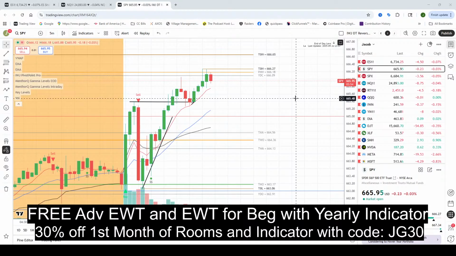The closing hour meaning the hour between the actual close and the close of the futures market. So from 4 o'clock Eastern to 5 o'clock Eastern, not the close of the market.